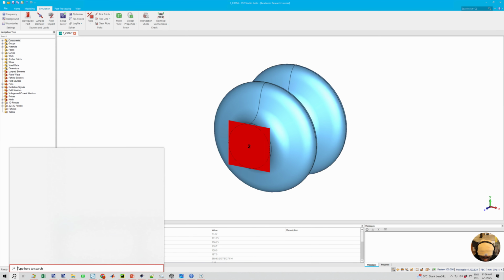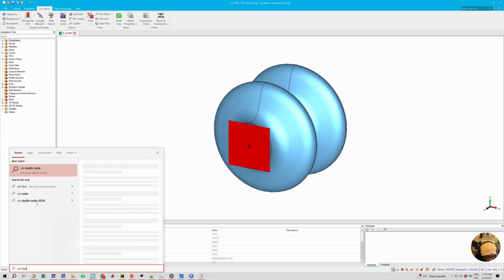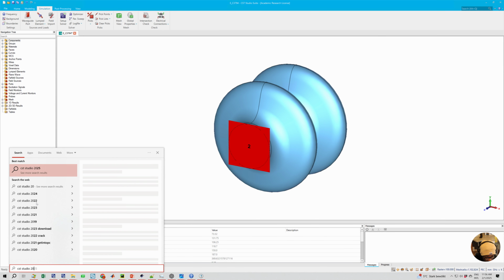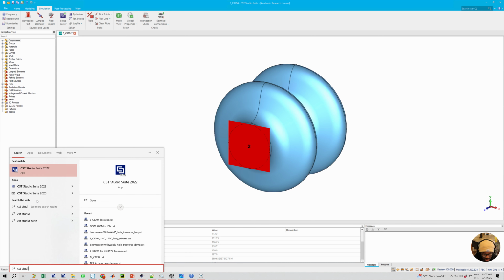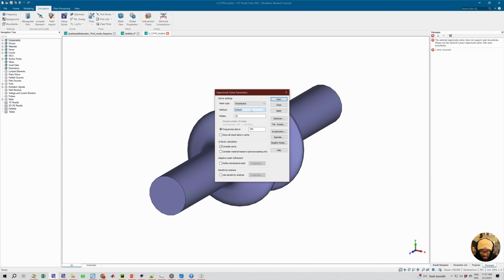Let's see, CST 2019. I think I should have. Okay, I don't have 2019. I don't have it installed, probably on my old system. So just so you know, the name has changed over the years, but that's what they correspond to.